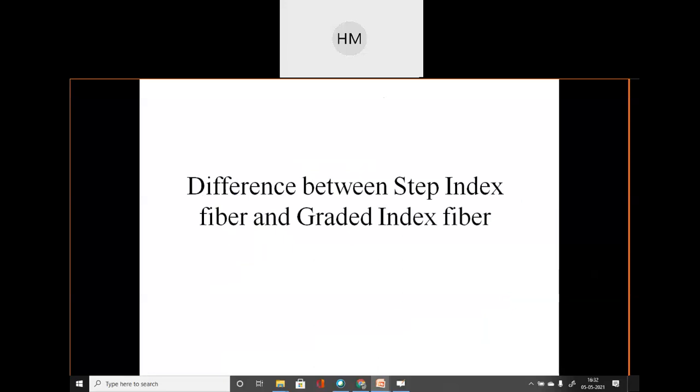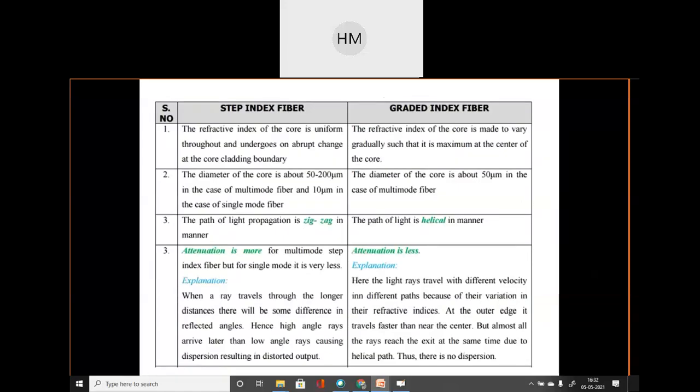Difference between step index fiber and graded index fiber. You can see the difference. The refractive index of the core is uniform throughout and undergoes an abrupt change. Refractive index of the core is made to vary gradually such that it is maximum at the center of the core. Okay, students, can you identify the differences and similarities on your own?